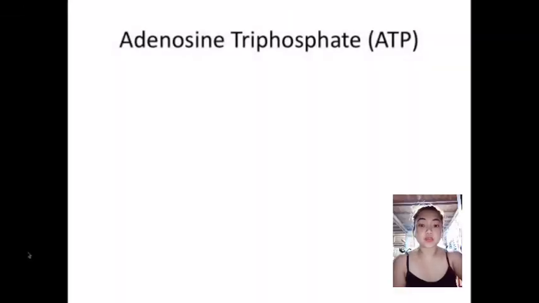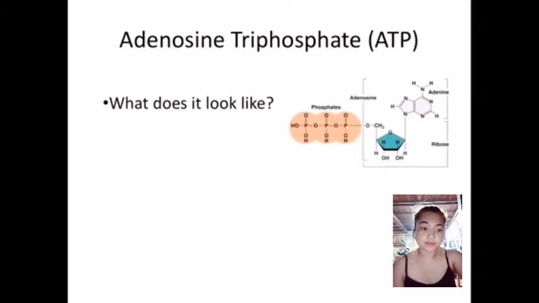Adenosine triphosphate, or ATP, is the molecule that stores the energy that is essential for all the metabolic processes that take place in a living organism. Like the name implies, ATP is composed of an adenosine nucleoside and 3 phosphates. You can see from this diagram that an adenosine molecule is made up of the nitrogenous base adenine and the 5-carbon sugar ribose.